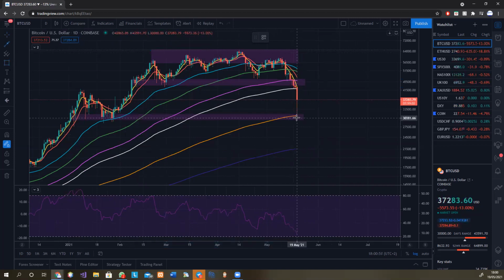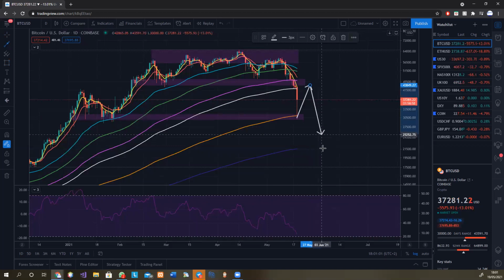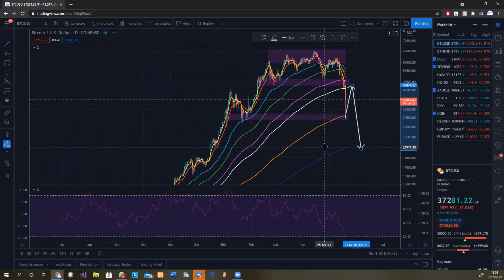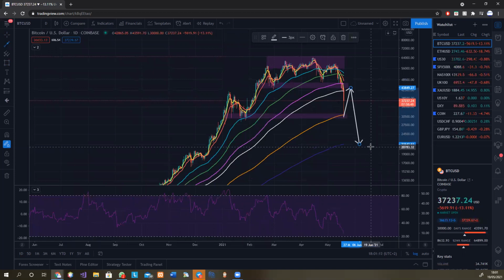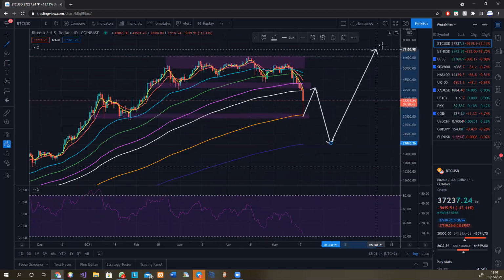So the prediction is a bounce from the support up to the resistance, then down to the blue, right? The 800 exponential moving average. This 800 exponential moving average, and from here we get a big movement, but it's going to cost some time. It's going to take a little while.